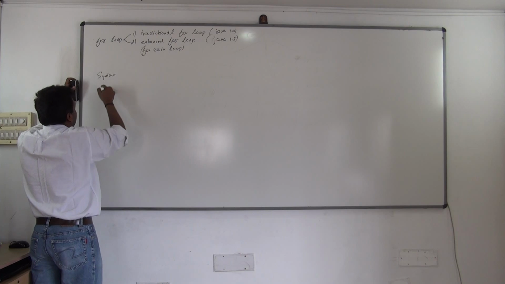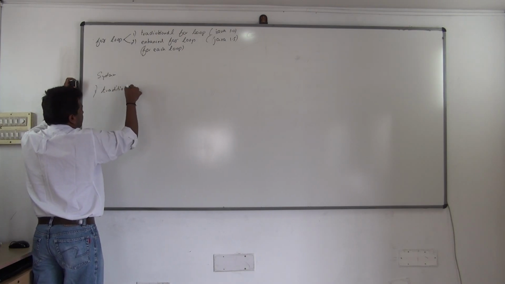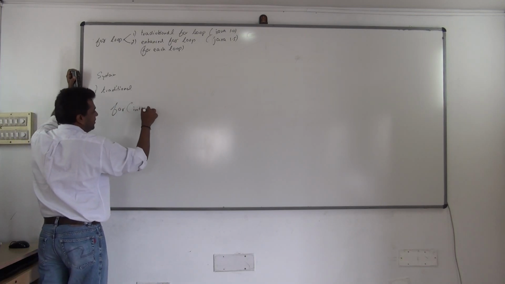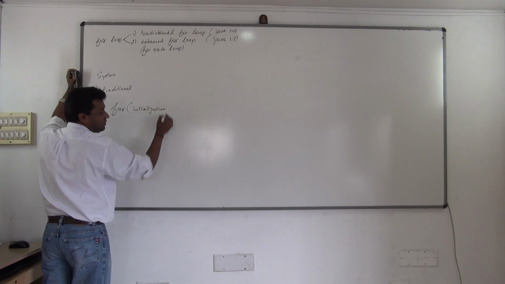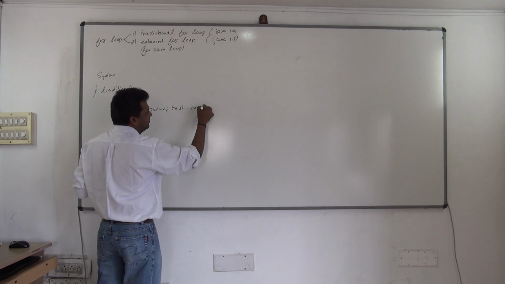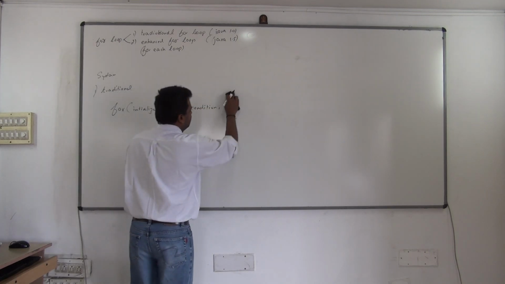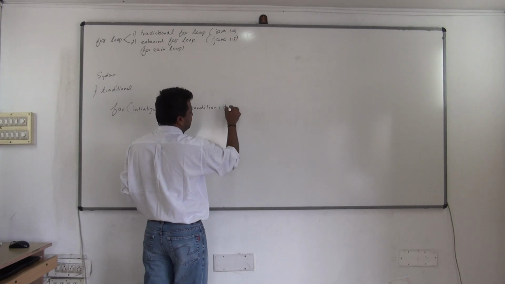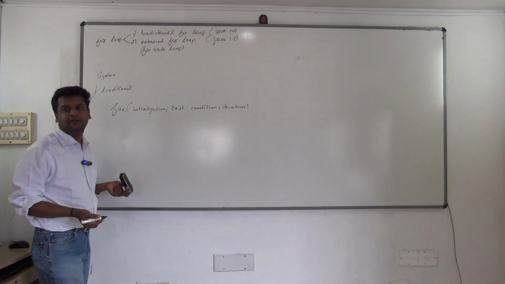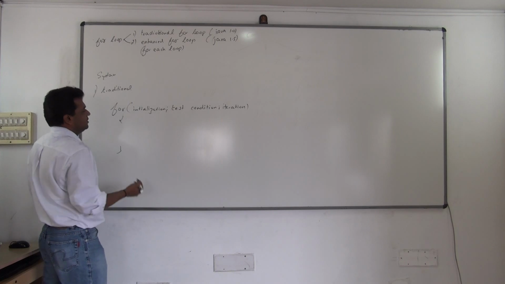Syntax for the first one, which one? Traditional. The traditional for loop goes like this. For, you'll write, then you'll have the initialization done here. Yesterday I taught you all this. After initialization, what will you write? You write the test condition. Then you'll write what? Increment or decrement. You'll write the iteration logic. It can be incrementation or it can be decrementation. This is how the syntax goes.